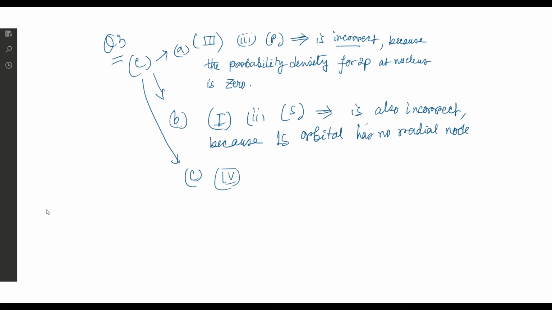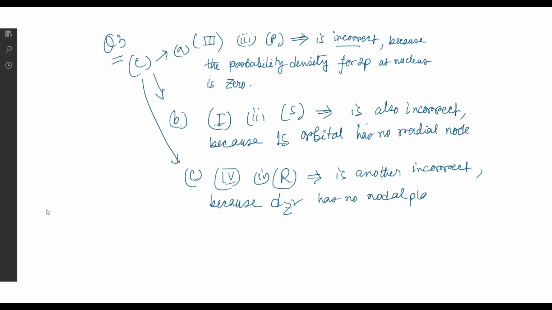C4, 4R is another incorrect, because dz square has no nodal plane, rather it has nodal cones. You know, it has only nodal cones. I can make you see the nodal cones of dz square, like here.